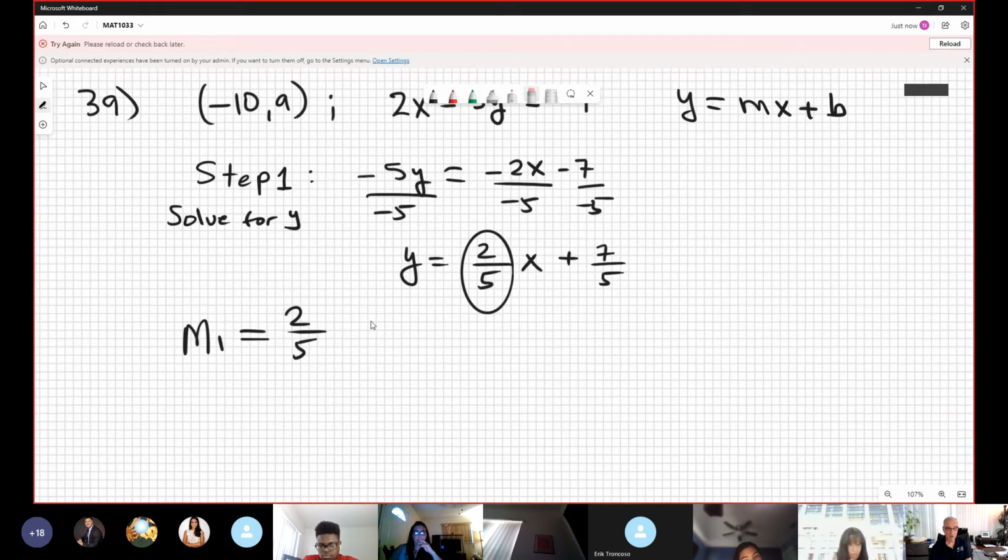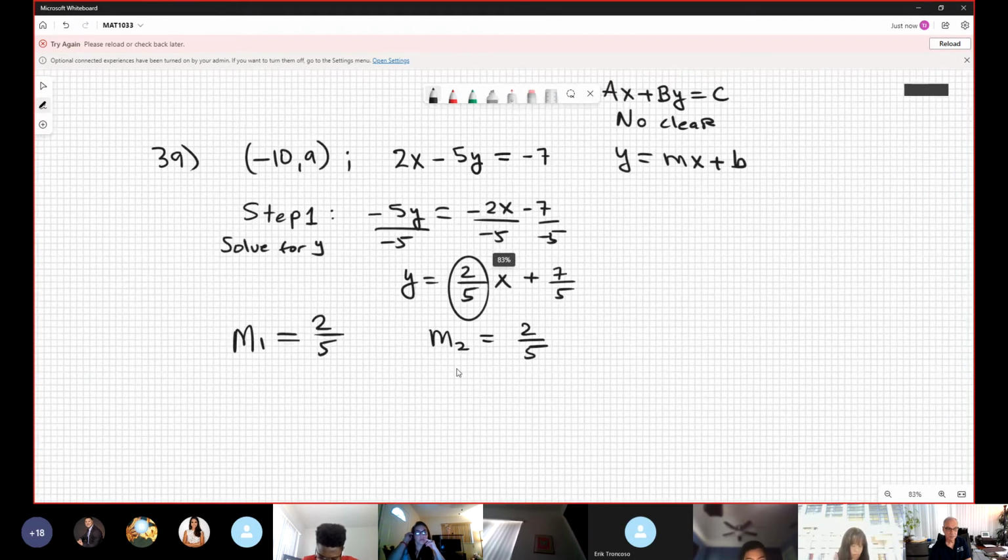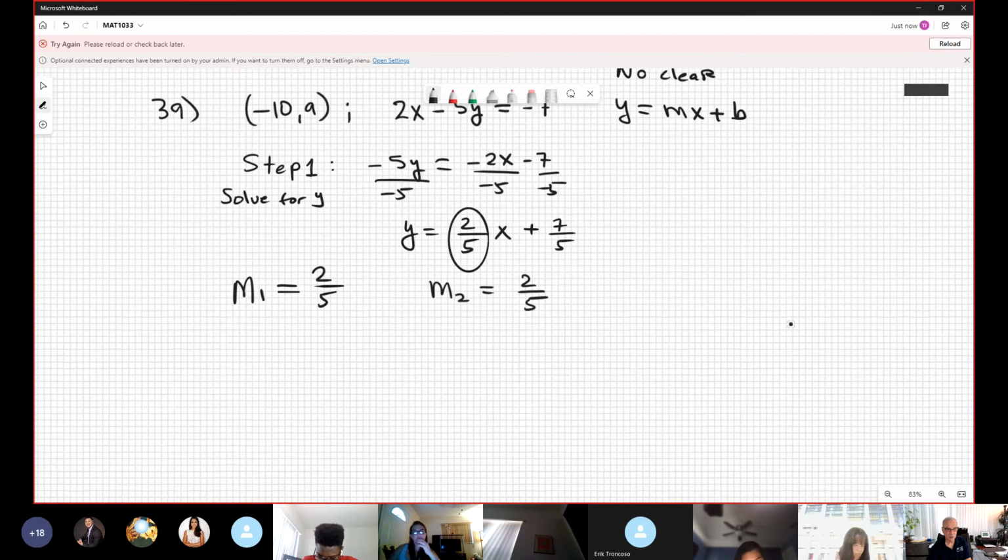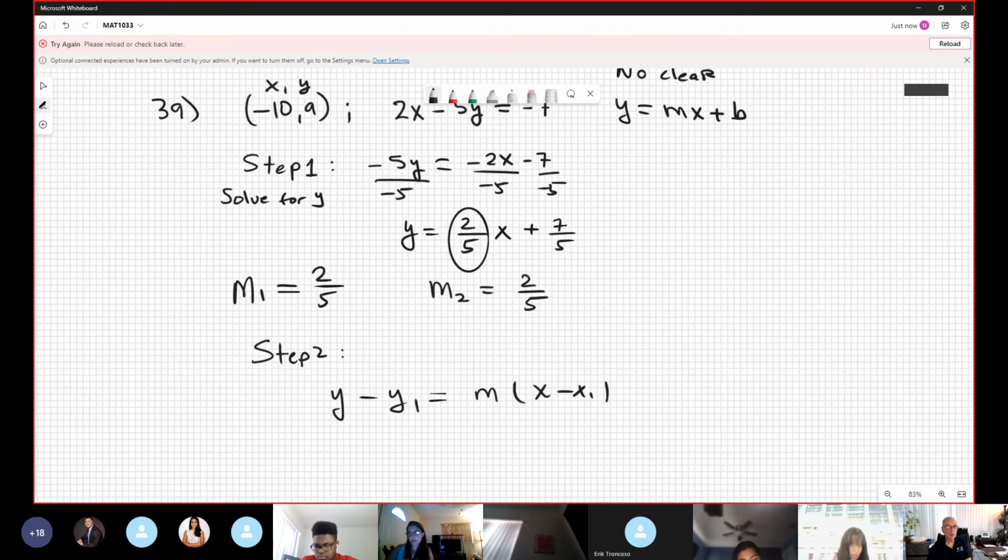Now, what is the slope of the new line that is parallel to this? 2/5, exactly the same. And Monday we practice when it's perpendicular. Now, what is step 2? Plug in the point. Exactly, very well. I like this class. Plug it in here. This is x1, y1. So y minus 9 is equal to 2/5, parenthesis x plus 10. I did well.